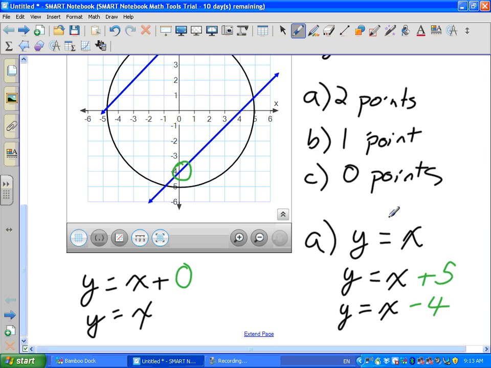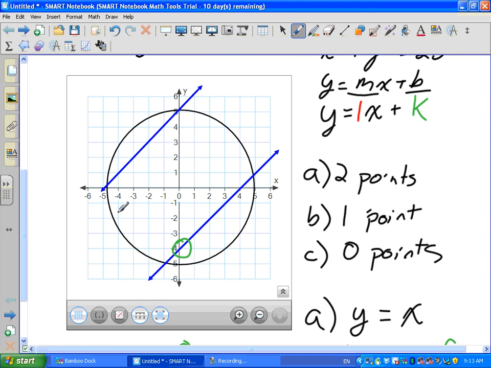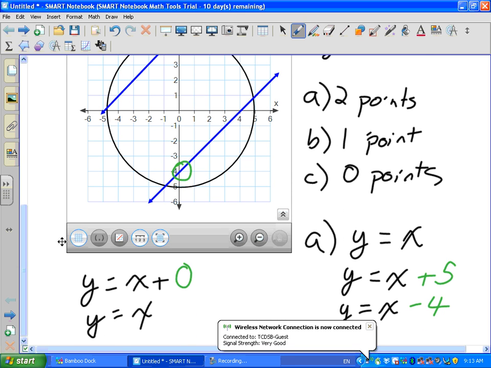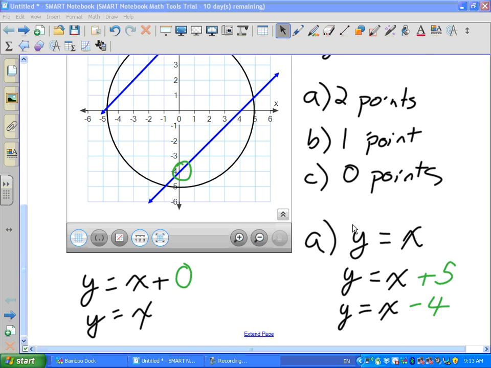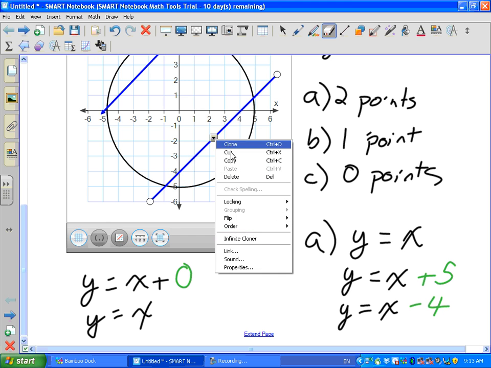So I've given you 3 different answers you could have used for this. There are quite a few, almost an infinite number of solutions for 2 points. Okay? So you could have used anything like this. Any line going through the circle, intersecting it twice. You'd be writing the equation of a line, and your k is just the y-intercept of that line. Okay? So that's for A.